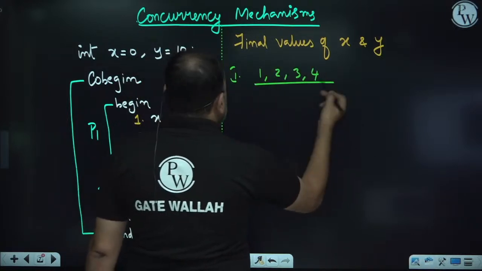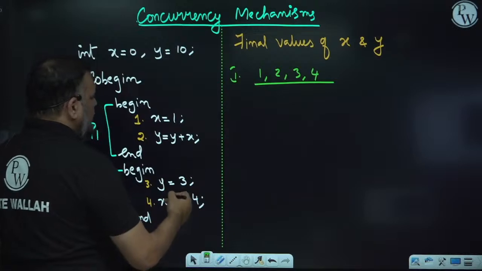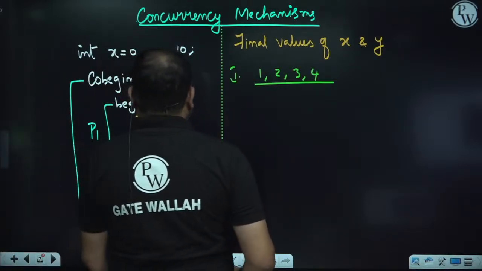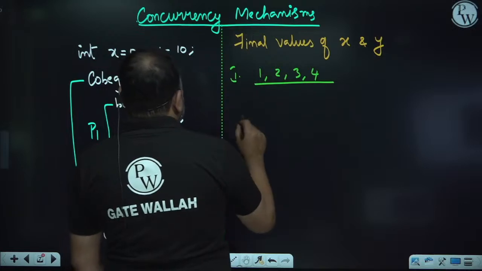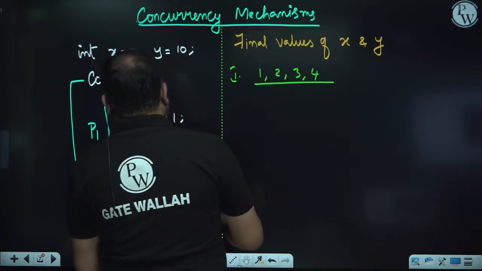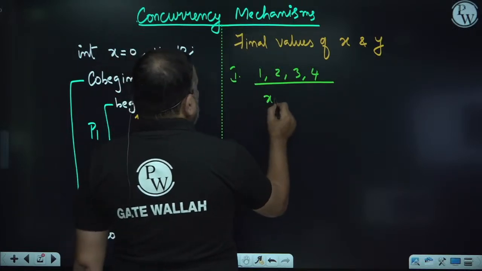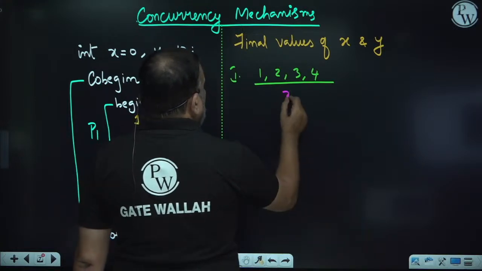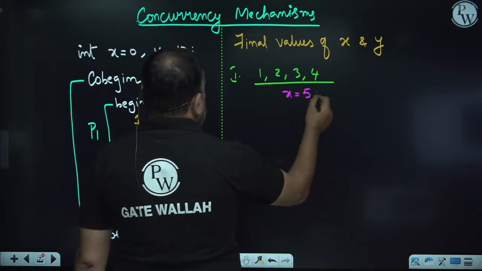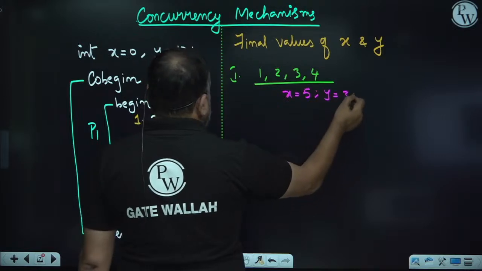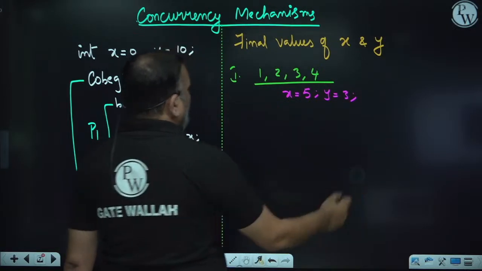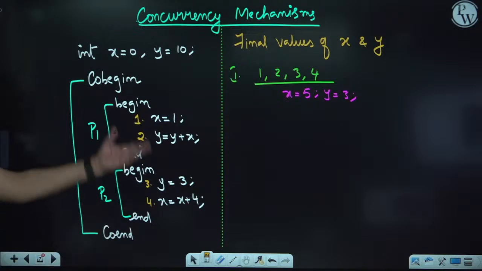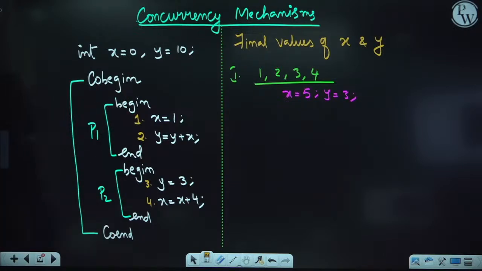If I execute in this order, first completing 1, 2, then 3, 4: x becomes 1, then y = y + x, so y becomes 11. Then y becomes 3, so the final value of y is 3, and x = x + 4, so x becomes 5. So if I execute in this fashion, the final value of x will be 5 and the final value of y will be 3. Check it. In this order I get x = 5 and y = 3.